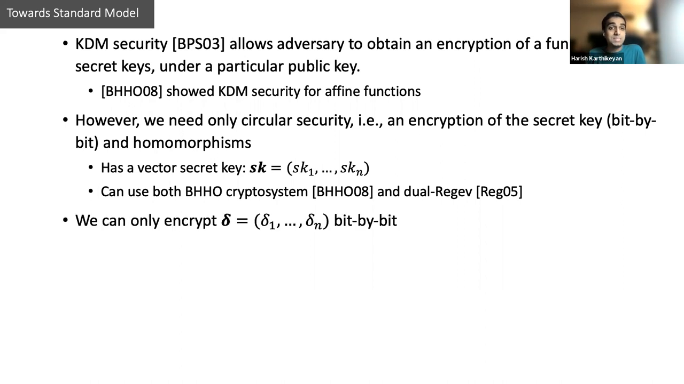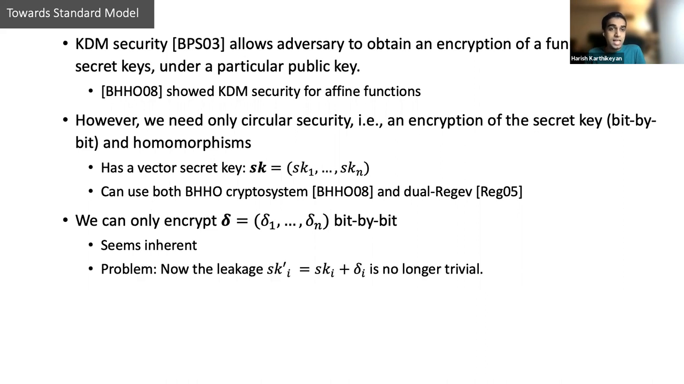And we will now encrypt delta bit by bit. So delta is an n-bit vector, where each entry is either 0 or 1. And this seems to be very inherent, and we will see why when we get to the constructions. And the problem now is that the leakage SK_i star is no longer trivial because I'm taking a component. Even if SK1, SK2, SK3 might be elements in Z_p, the delta itself is either 0 or 1. So if you get the output, you can easily recover the input.